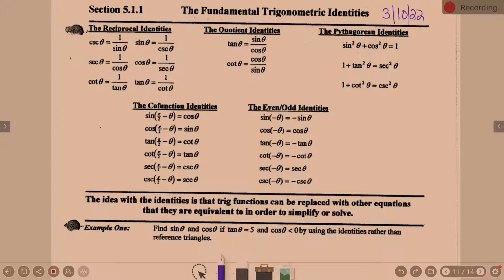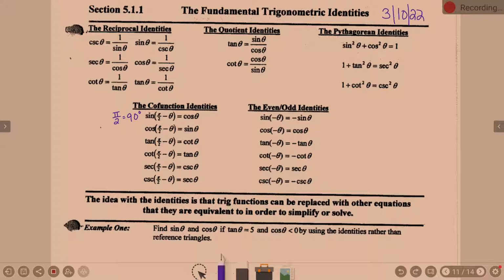Pi over 2 is, I heard it, 90 degrees. And I mention that because even though pi over 2 is radians, and we tend to use radians the most, you might pop up and see 90 degrees in homework. So anytime you see within the parentheses of a trig function a pi over 2 minus theta or 90 degrees minus theta, that's going to tell me we're using the cofunction identities.